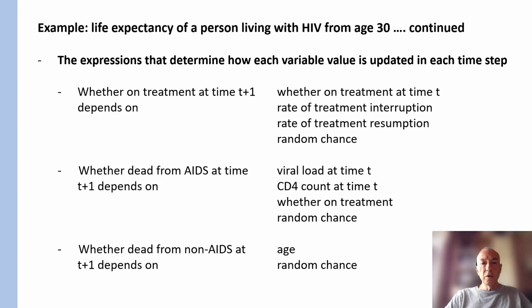Whether the person's on treatment at time t plus 1 depends on whether they're on treatment at time t, on the rate of treatment interruption that occurs, the rate of treatment resumption that occurs in the people that have interrupted antiretroviral treatment, and again an element of random chance. Whether the person has died from AIDS at time t plus 1 when they were alive at time t depends on the viral load to some extent at time t, certainly the CD4 count at time t, whether they were on treatment, and an element of random chance. And lastly, whether they've died from a non-AIDS condition at time t plus 1, given our model variables, depends only on age and random chance.